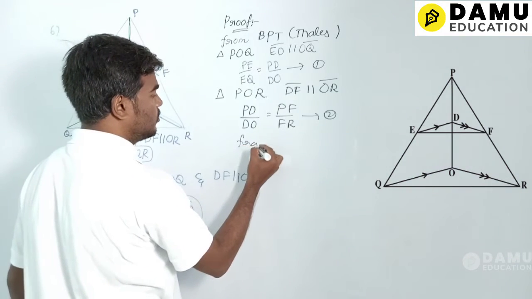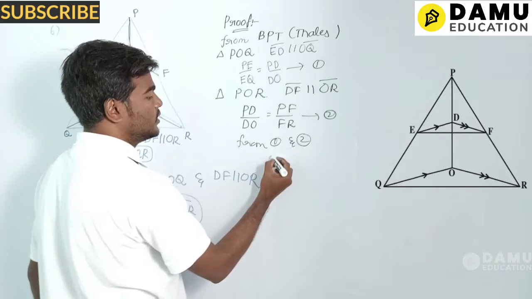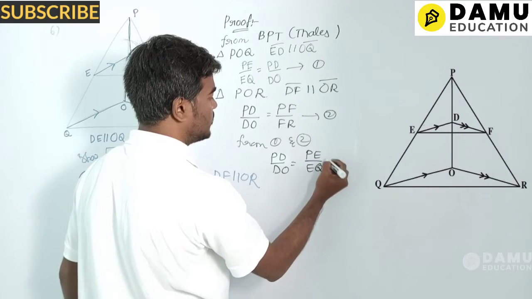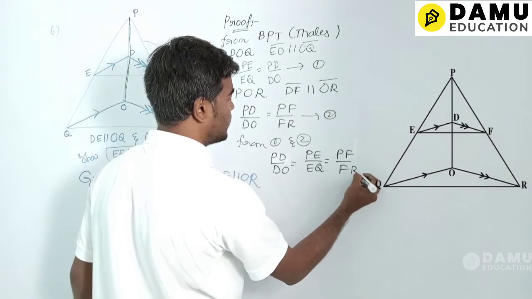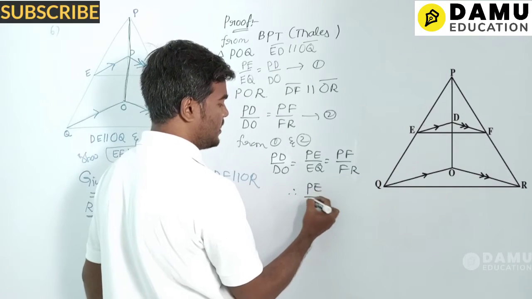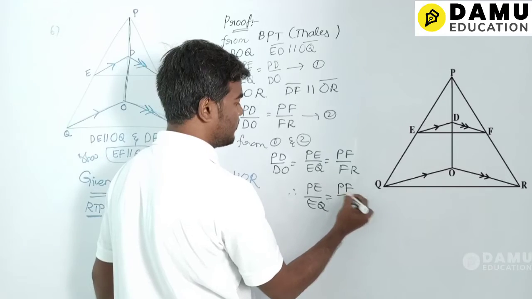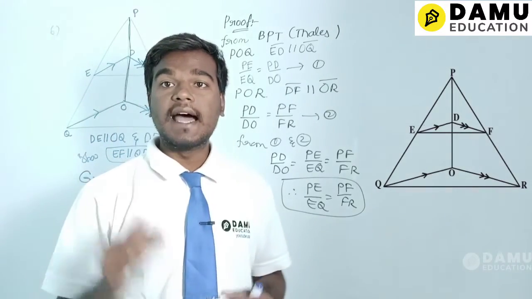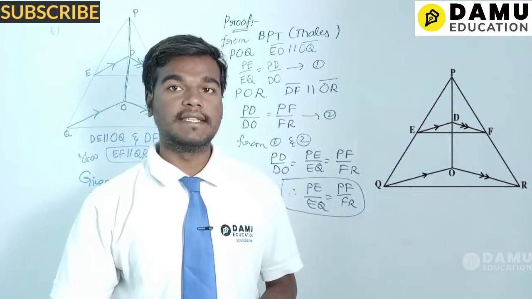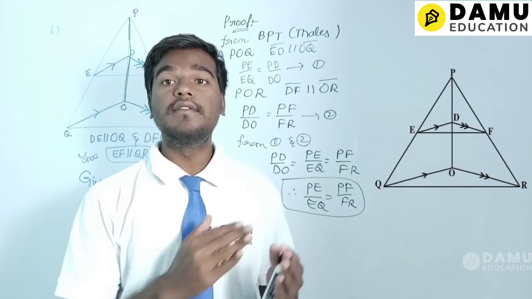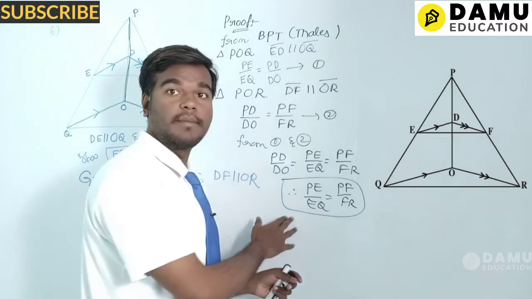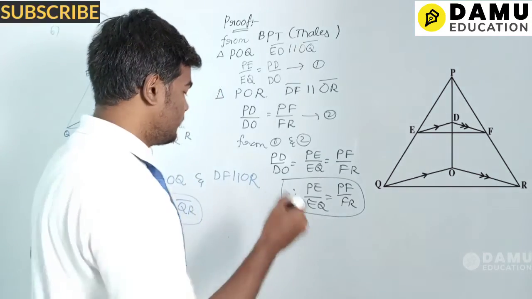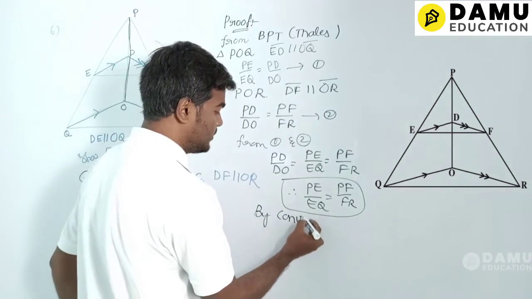So from 1 and 2, PD by DO will be equal to PE by EQ, which will be equal to PF by FR. Therefore PE by EQ will be equal to PF by FR. If you want to show the lines are parallel, you have to go for the converse of the basic proportionality theorem, or the converse of Thales theorem. If you want to show equal ratios, then you use Thales theorem.